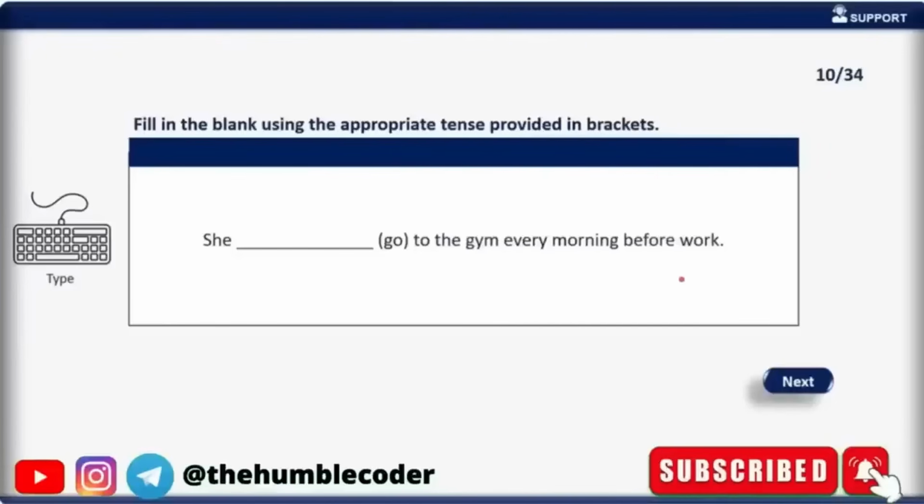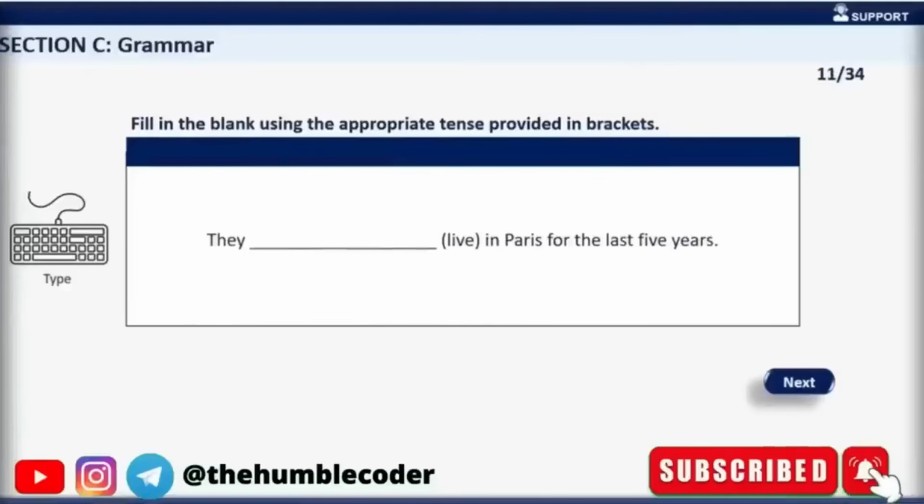She dash to the gym every morning before work. So the correct answer in this case is going to be, she goes to the gym every morning before work. Let's move on to the next question now. They dash in Paris for the last 5 years. So we have the word live and we have to use the correct tense of it. So in this case, the correct answer will be, they have been living. Okay, they have been living in Paris for the last 5 years.